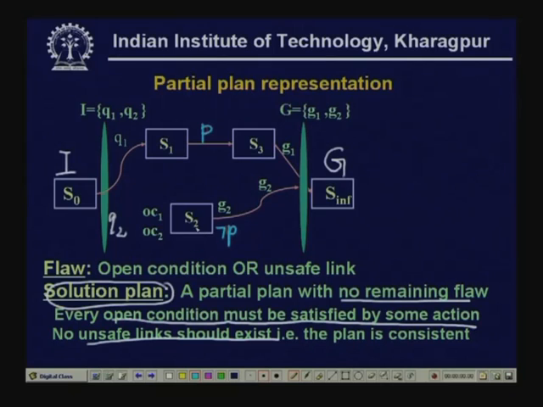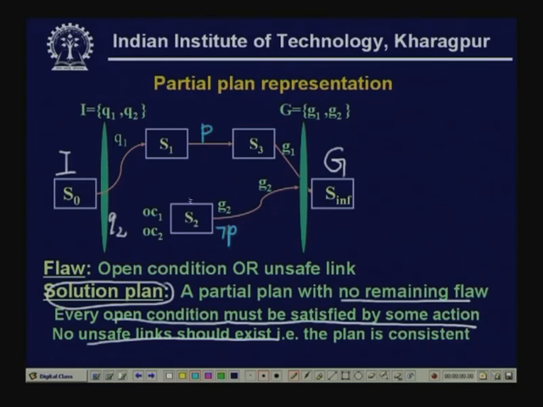There are two types of flaws in this plan. Firstly, S2 is a step which has two preconditions OC1 and OC2 which are not yet satisfied. So, OC1 and OC2 are the open preconditions of the step S2. So, this is flaw number 1. Secondly, flaw number 2 is, you see, S1 precedes S3, S3 precedes the goal and S2 precedes the goal, but we have not said anything in this partial plan about the relative ordering of S1, S2 and S3.